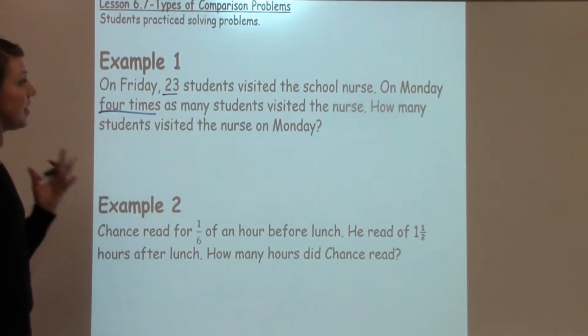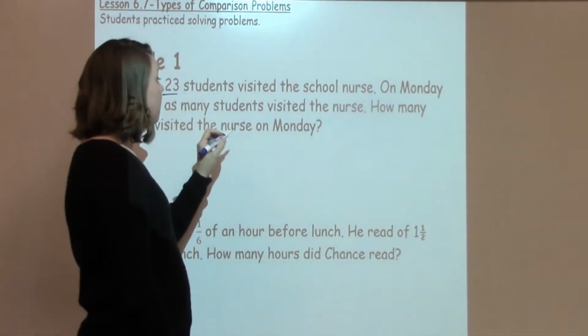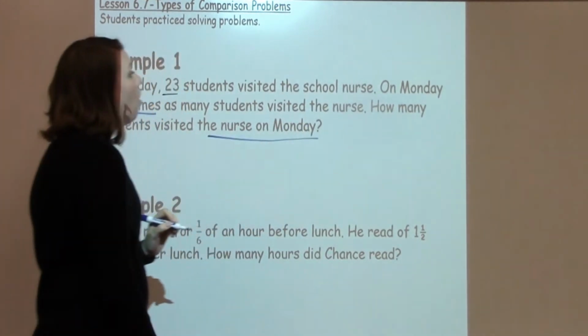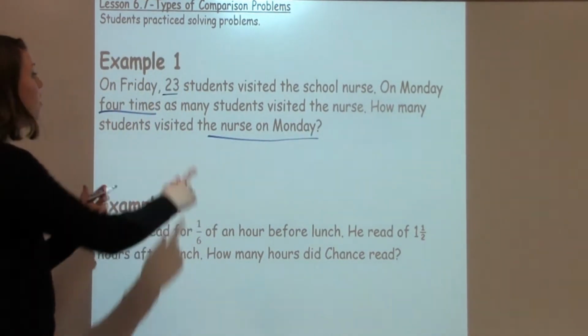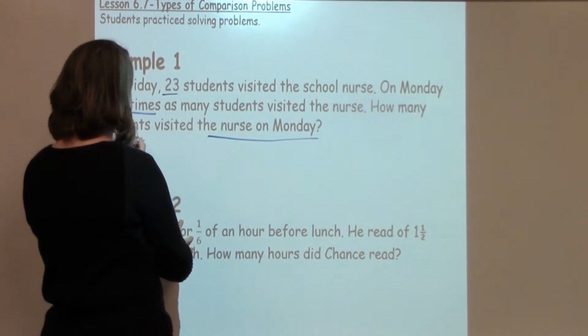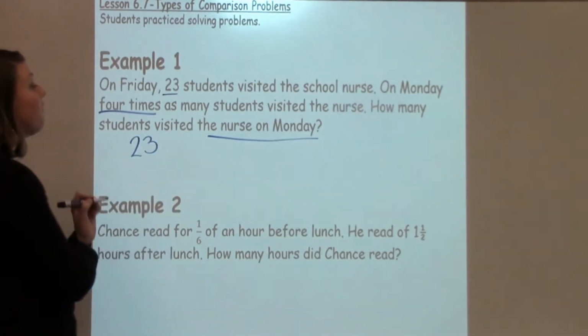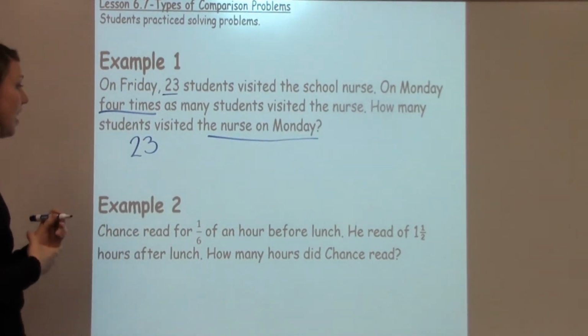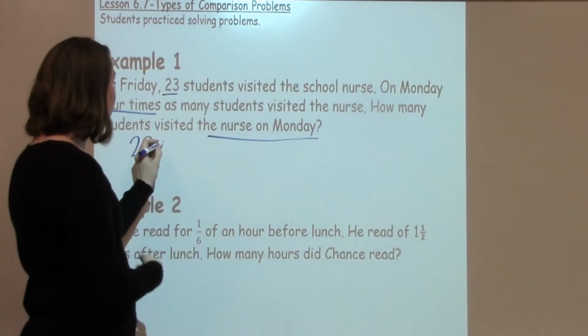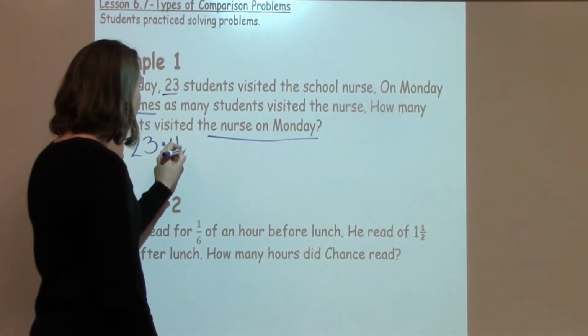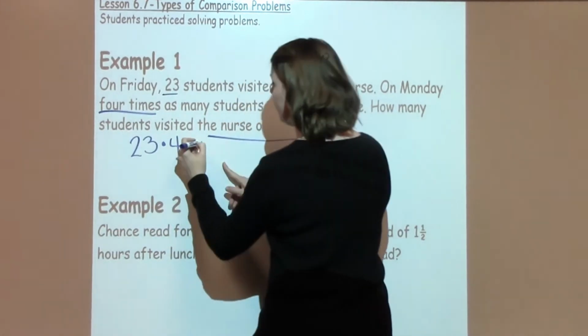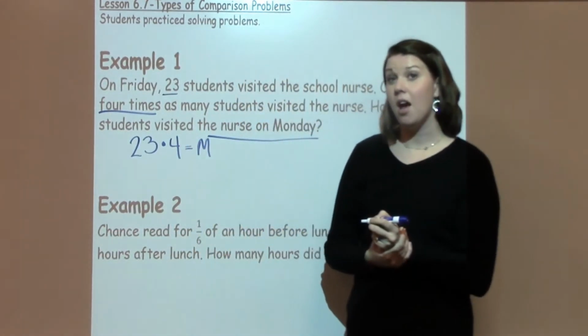So what I'm asking in this question is, how many people visited the nurse on Monday? Well, I know how many visited on Friday, which was my 23. And I know on Monday, 4 times as many visited. So I'm going to take my 23 times 4 equals M, which is how many people visited on Monday.